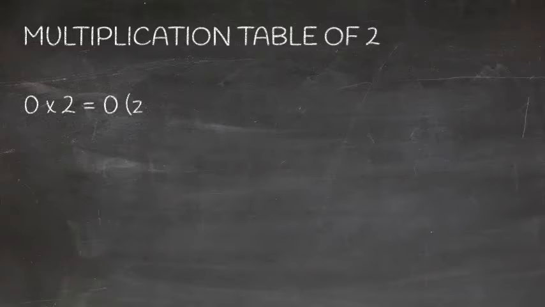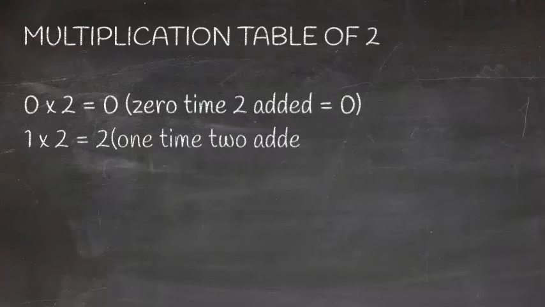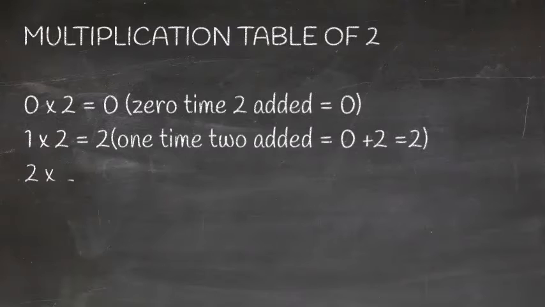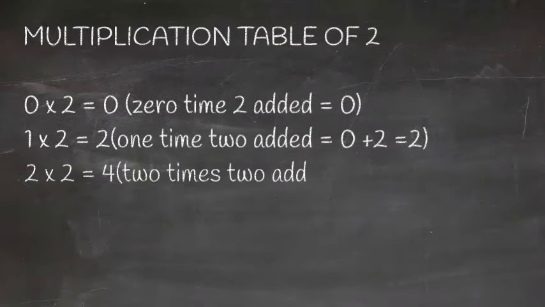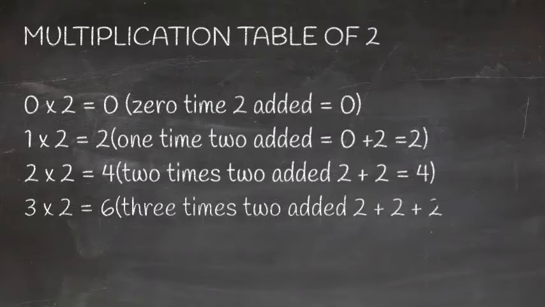Multiplication table of 2. 0 into 2 equals 0. 0 times 2 added is equal to 0. 1 into 2 equals 2. 1 times 2 added. 0 plus 2 equals 2. 2 into 2 equals 4. 2 times 2 added. 2 plus 2 equals 4. 3 into 2 equals 6. 3 times 2 added. 2 plus 2 plus 2 equals 6.